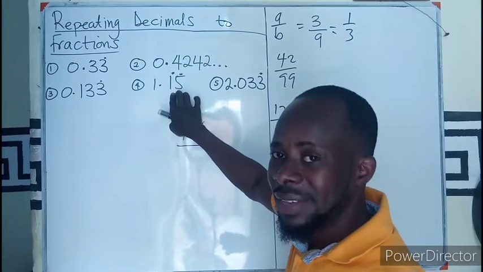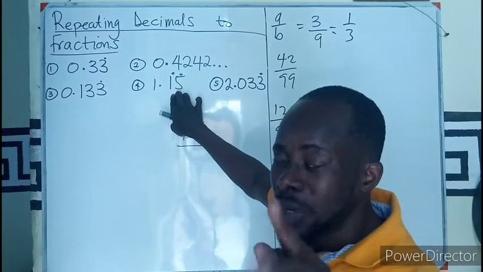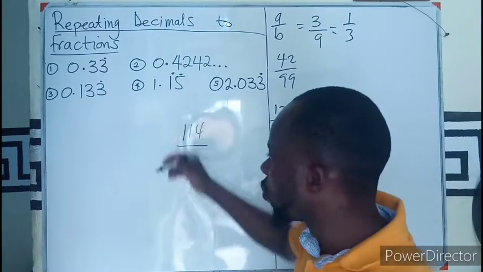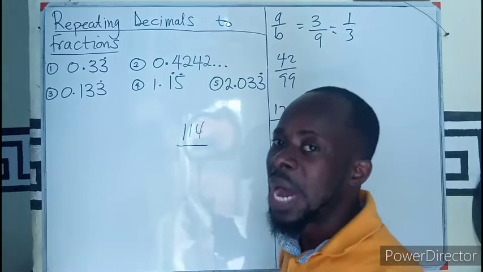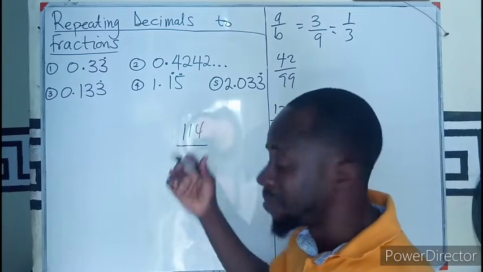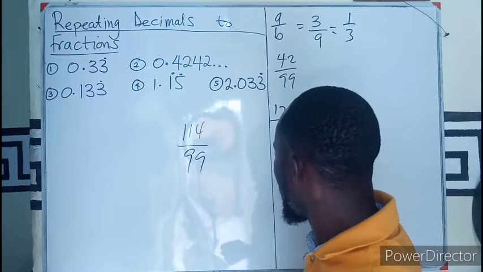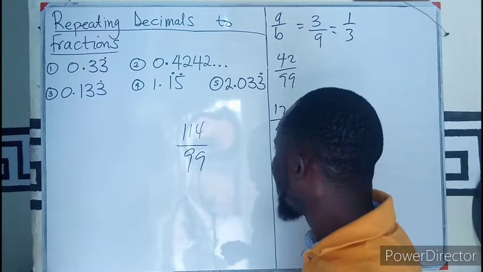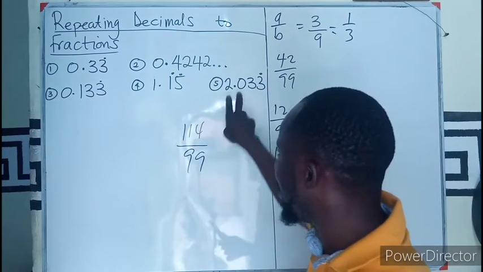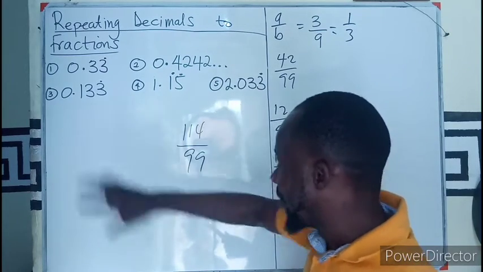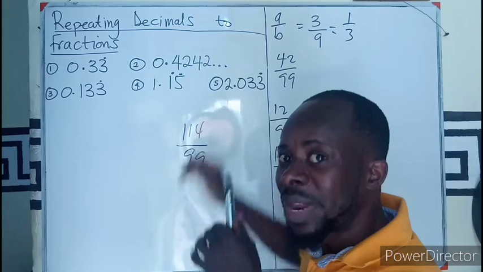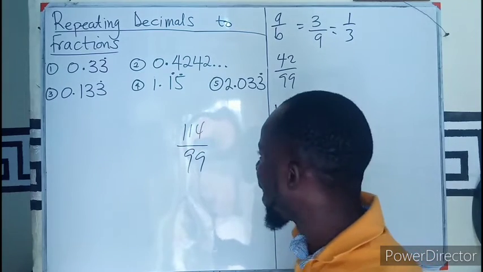Then how many numbers are we moving? It's only 2. There is no other non-recurring number. So you take 1 from our 100 because there are 2 numbers to give you 99. So 114 over 99. All right, I'll be leaving this one for you after I am done with everything to see whether you can also arrive at that answer.